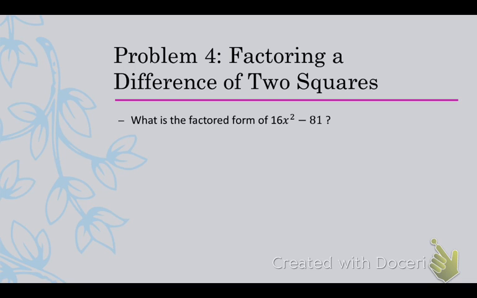Alright, this works the exact same way as what we just did, but now there's just a number in front of the x squared term. So I'm going to take the square root of both of them. The first one, 16x squared, is 4x, and 81 is 9, so 4x plus 9, and then 4x minus 9. Okay, it does not make a difference. There's just a number in front of x now.